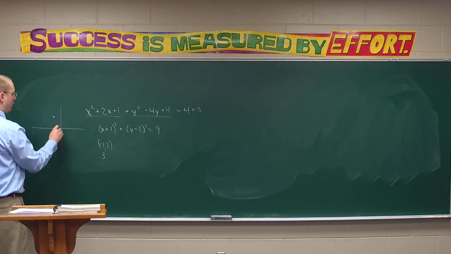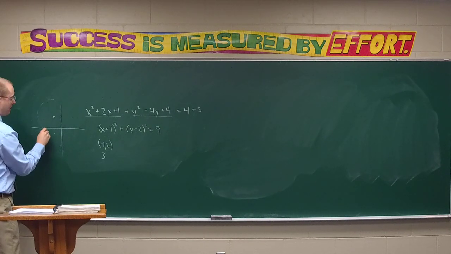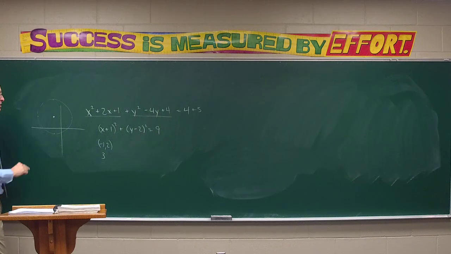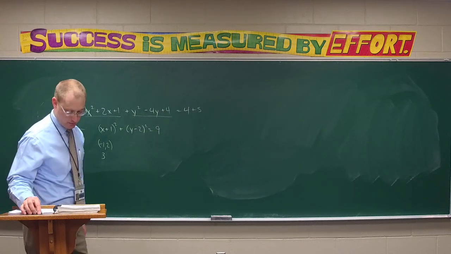We'd go 3 in all directions, and we'd use our compass if we had one to make a circle, something like that. It looks better, of course, with a compass, but we get the idea. Questions? Do letter E now.